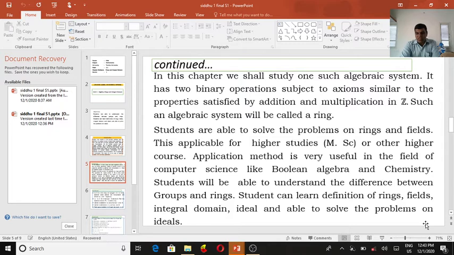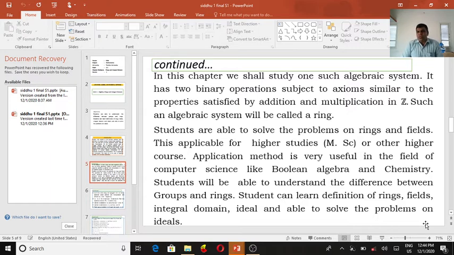So simultaneously using addition and multiplication. Addition and multiplication again belong to that set. Again belongs to that field, either Z, N, the set of all natural numbers, the set of all real numbers, the set of all rational numbers, the set of all complex numbers. So simultaneously with addition and multiplication, such an algebraic system will be called a ring.